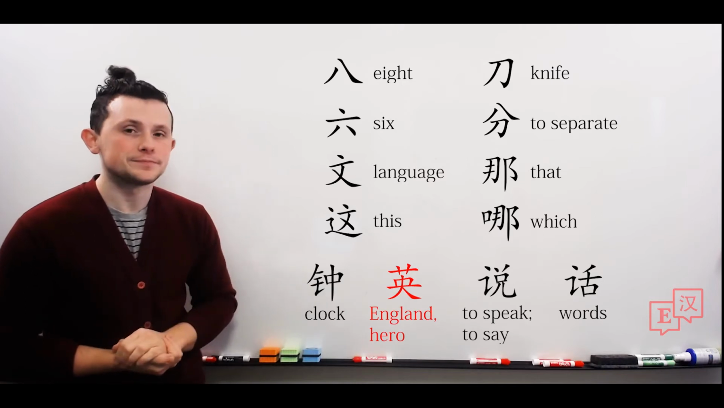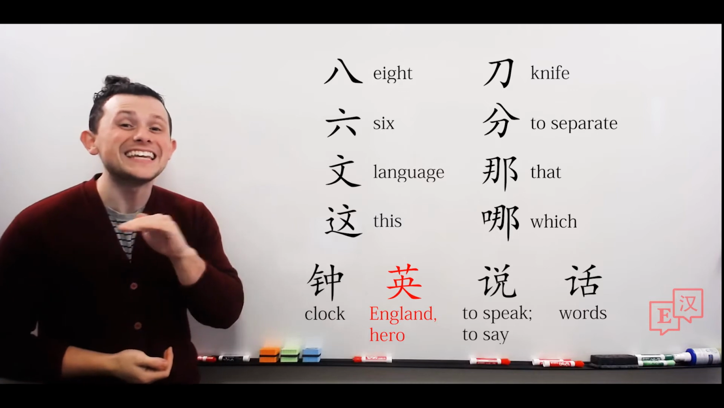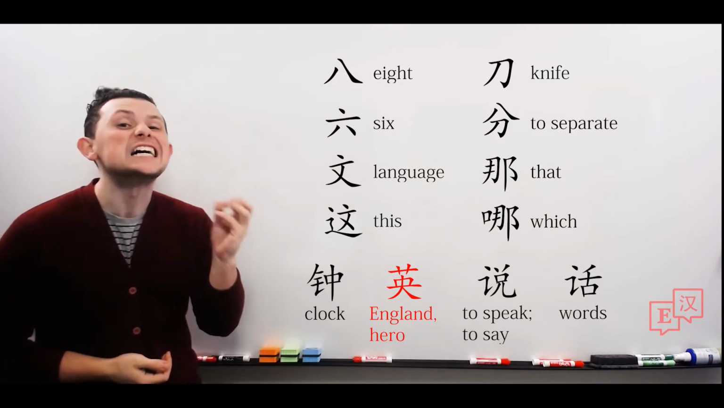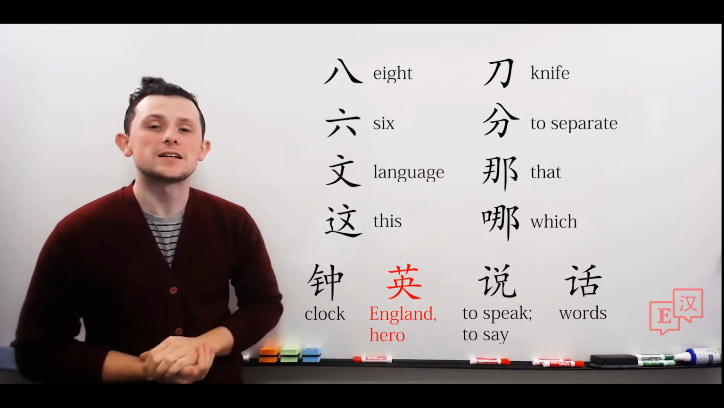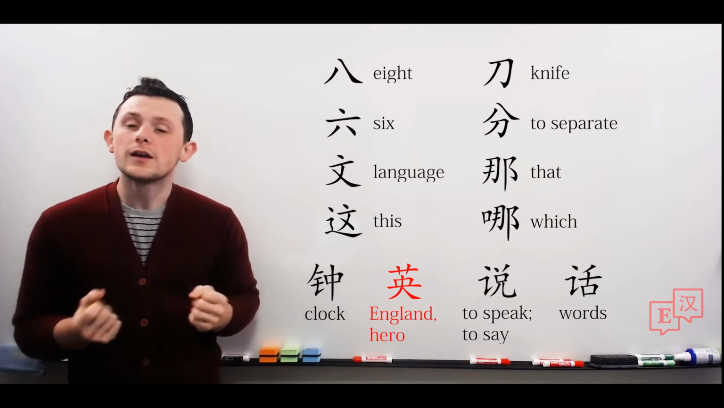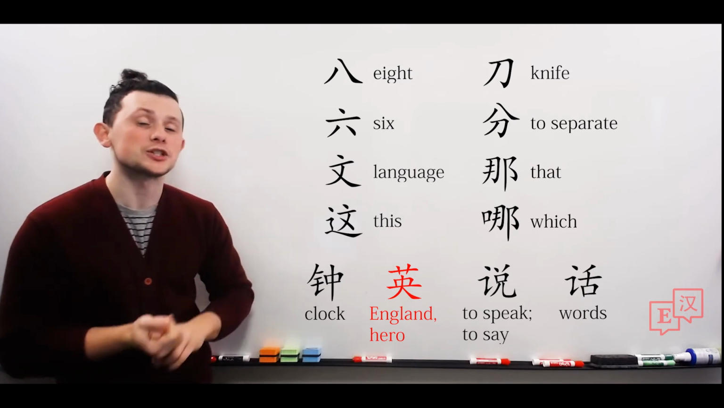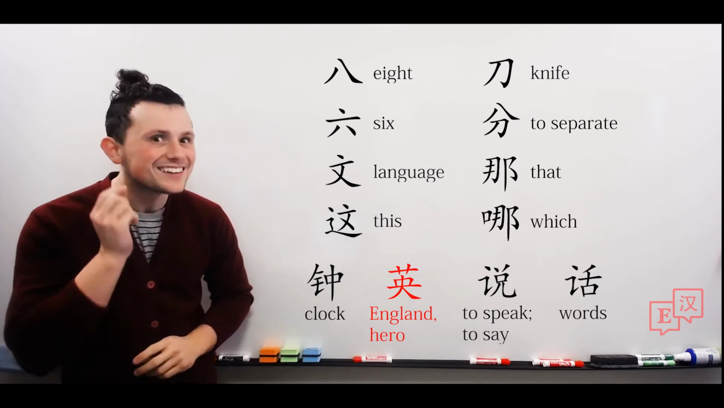Ing, kind of like e, the number 1, with an ung at the end. Ing. This character means hero or heroic, but is often used to associate with England and the English language. Right? Ing.